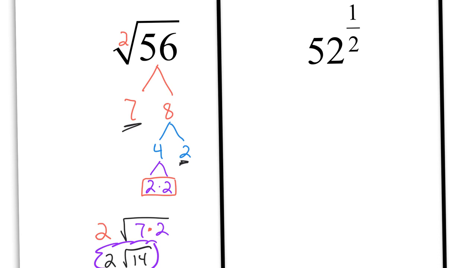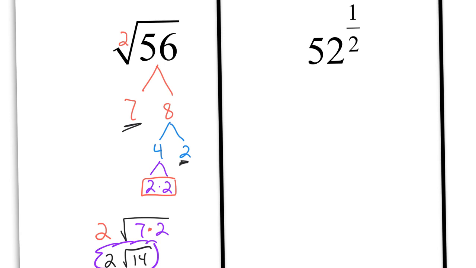You simplified the radical, not a decimal. We didn't use a calculator. You're not approximating. That is the exact answer. Can you use a calculator and find out what decimal form this is? Yeah, you can. But remember that we're not looking for the decimal form. We're looking for the exact answer, the radical form.